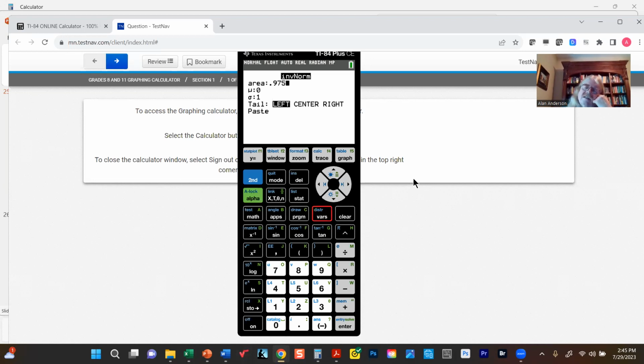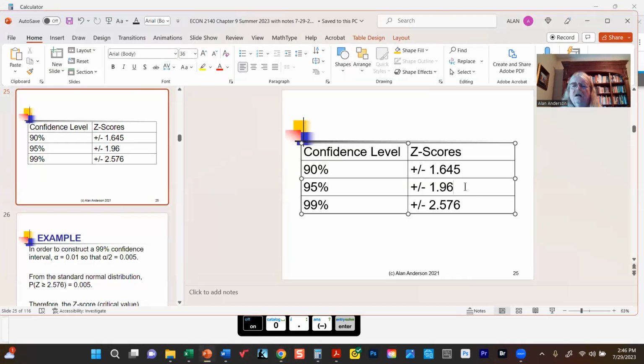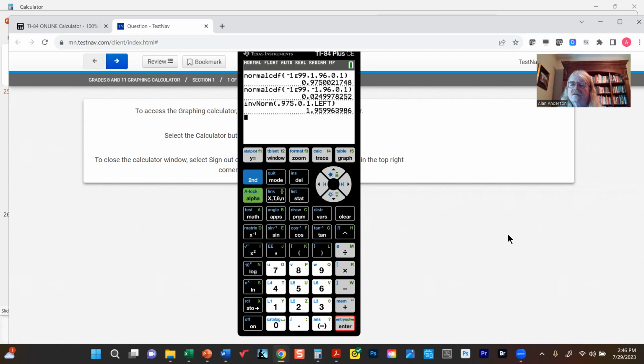Now, by the way, this is something that the TI-84 doesn't have. The tail area defaults to left. With this calculator, we can change it to center or right if that is more comfortable for you. I think for now, we'll stick with left, though, because that's what we're used to. And there it is. There's your 1.96. Oh, so I didn't have to go to the table. I was able to use this INV norm function. And INV norm stands for inverse of the normal distribution.